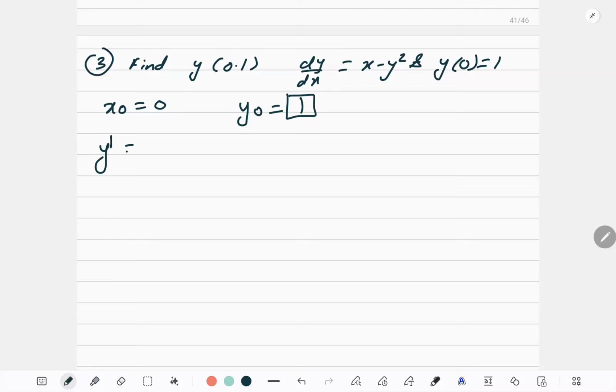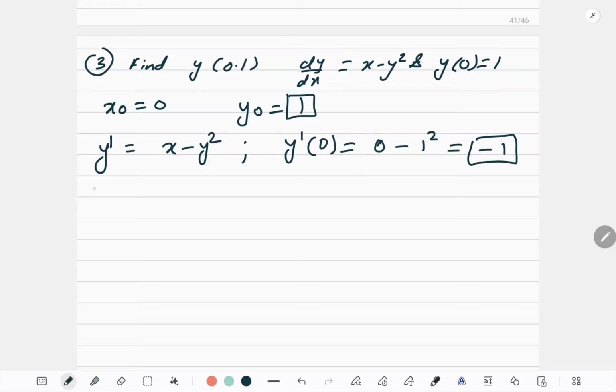Now what is y dash? y dash is x minus y square. So what is the value of y dash at 0? I'll write 0 minus 1 square, that is minus 1. So okay, the first value is minus 1.